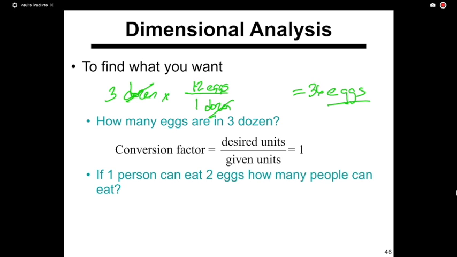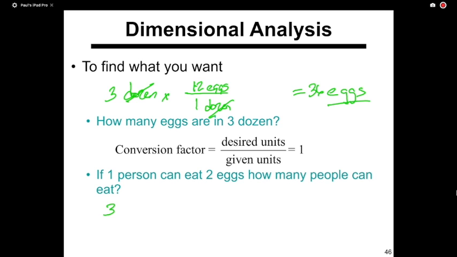In the next question, it says, starting with that 3 dozen, if one person can eat 2 eggs, how many people can eat? Okay. What is the additional step here? What information do you get from that next line? 1 person over 2 eggs. You get a brand new conversion factor. You would have never known that. I had to define it because obviously there's lots of people who can eat lots and lots of different eggs, but in this we're going to define that.